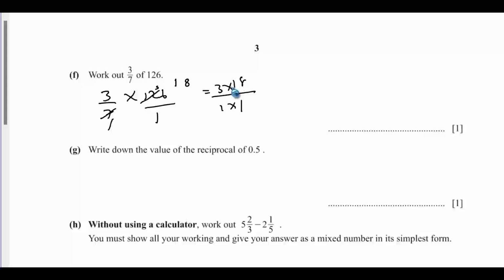Okay, so you have your calculator. 3 times 18 is 54. So 1 times 1 is 1. So 54 over 1 remains 54.